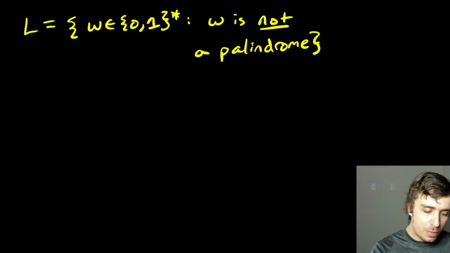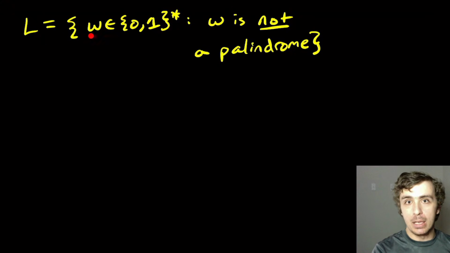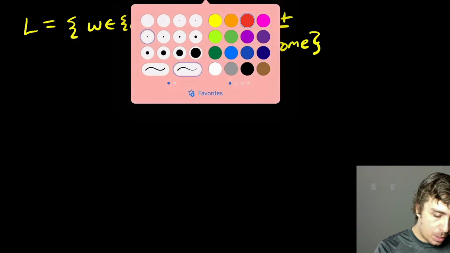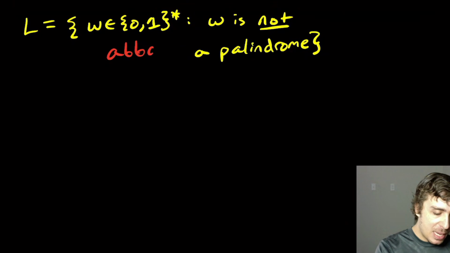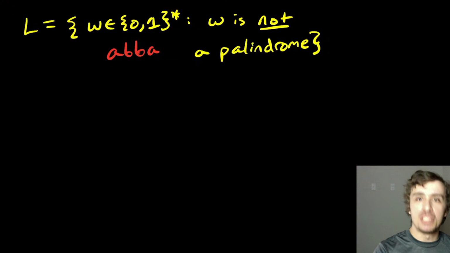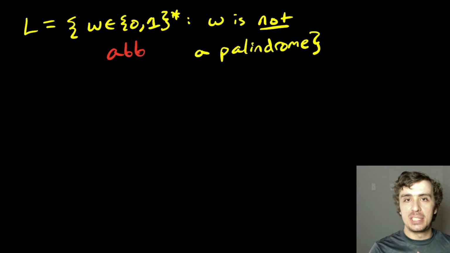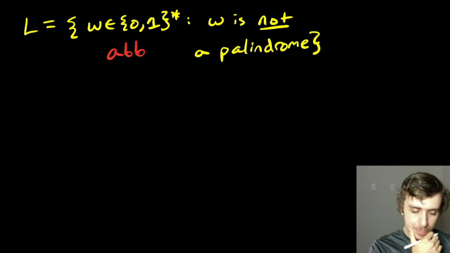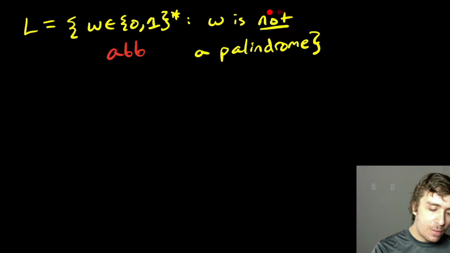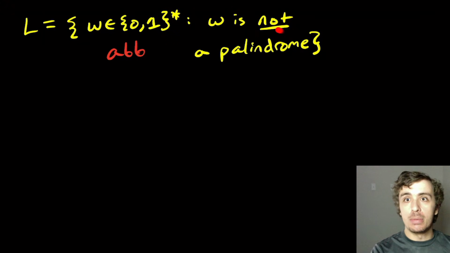Okay, so let's prove that this language is not regular. It's the set of all strings that are not palindromes. As an example, A, B, B, A is a palindrome, so it's not in L. But if I take away one of those characters, let's say that one, then it is in the language L here.